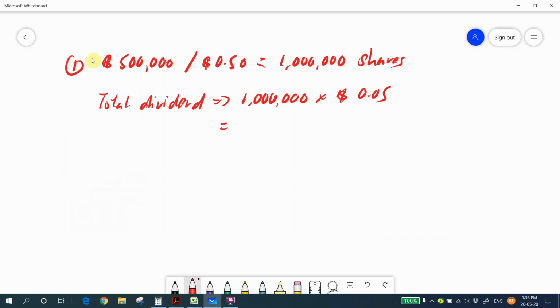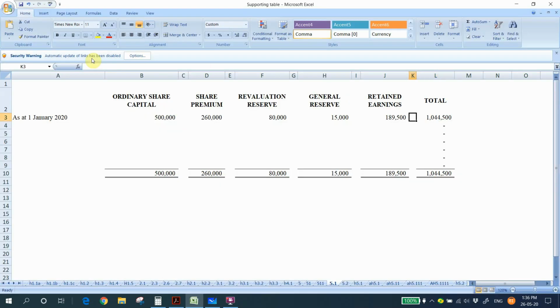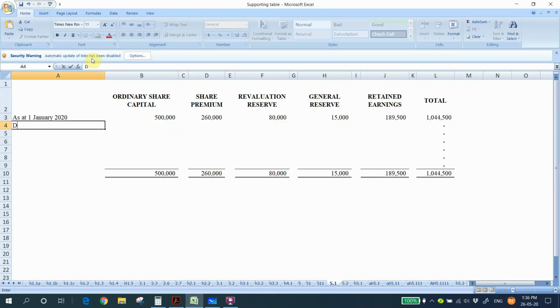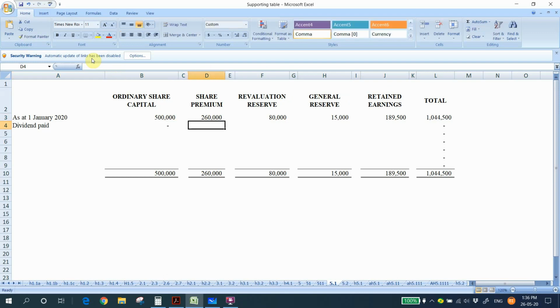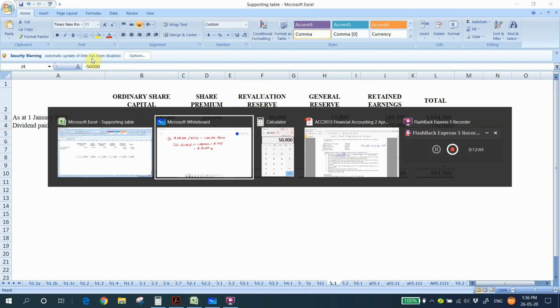$50,000. So the total dividend we paid is 50,000. So let's record this. Dividend paid. So dividend paid is utilizing the retained earnings of the company. So we put a negative because this will reduce the retained earnings of the company.